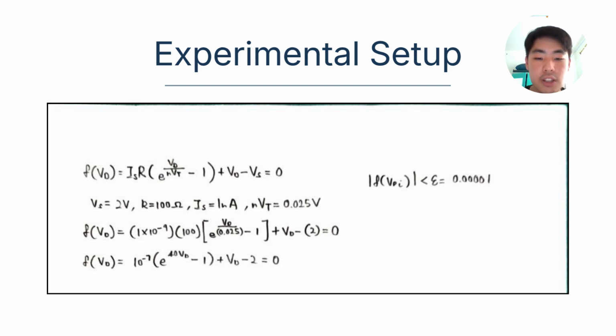The tolerance we choose is less than 0.00001, which is smaller than 10 to the power of negative 5. We choose this value because in physical electronics, any precision smaller than a microvolt is completely negligible.